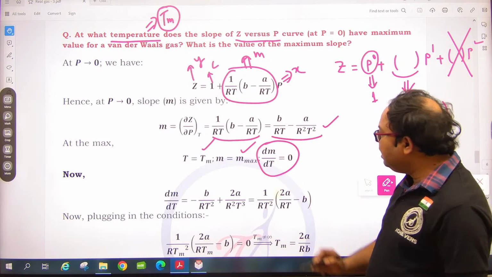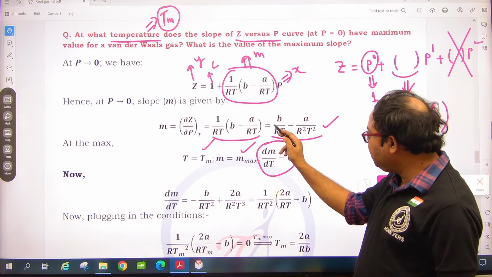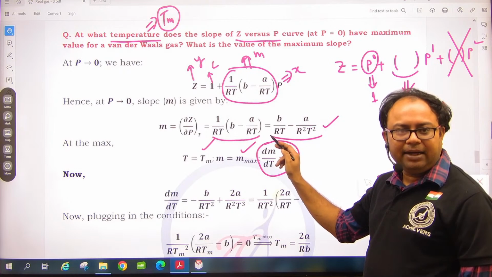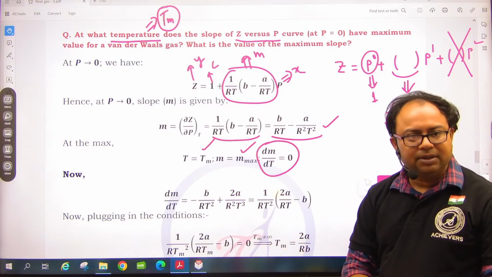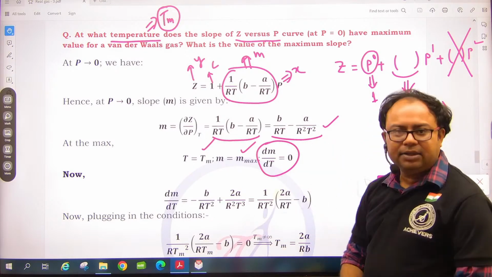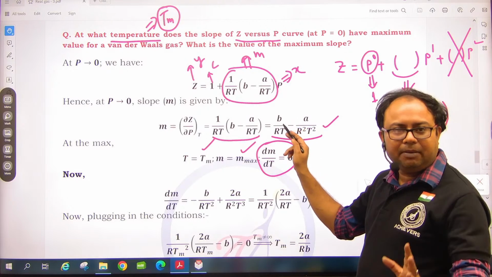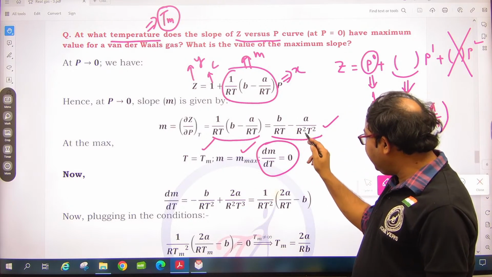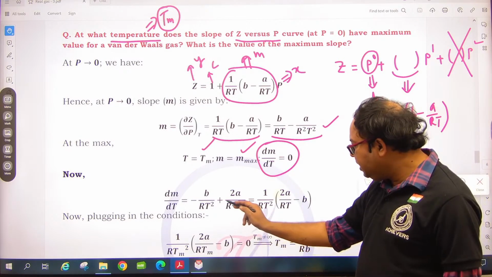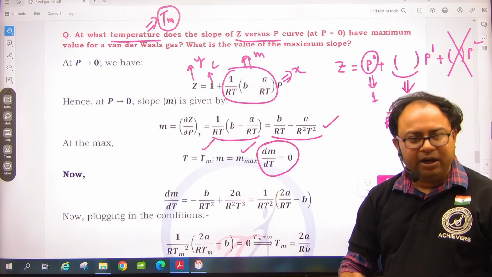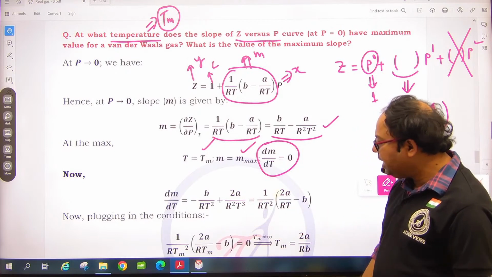You have already got the expression of m, so you differentiate m with respect to temperature. The first term becomes b by R, which is a constant. You are differentiating 1 by T, which becomes minus 1 by T square. So it becomes minus b by RT square. In the second term, you have 1 by T square, so differentiating gives minus 2 by T cube, and you already have a negative sign, so it becomes plus. And a by R square is a constant, so it remains as it is. So it becomes plus 2a by R square T cube. Simple differentiation. Now taking 1 by RT square common, you get 2a by RT minus b.